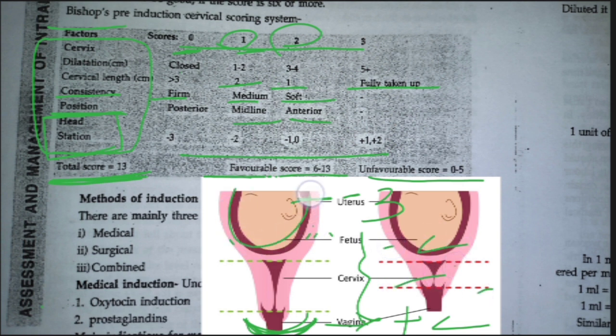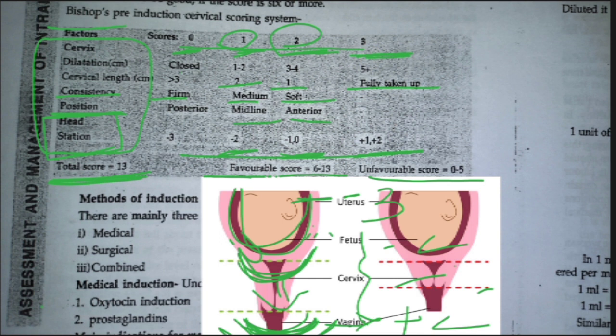The baby is inside. At this time it is -3. We will give 0 score. When the baby starts to move out a little bit, then the score will be -2. At that time we will give 1 score. When the baby comes down a little more, at that time -1. At that time we will give 2 score. And lastly the baby's head will be visible and it is about to be born. At that time +1 or +2. At that time we will give 3 score.